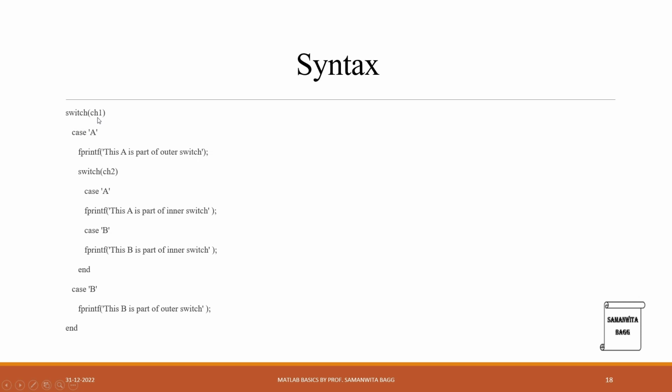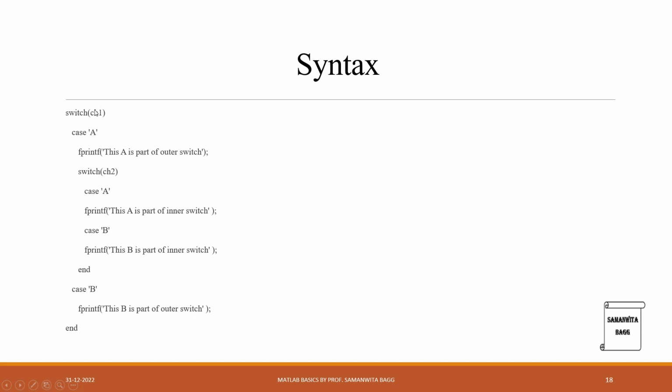Switch character 1, say you have some value over here, case A, you will print it here if this character is A. So you will print this. Now you will switch to another character over here. Say you have written character 2, case A and case B. Now since I said that here it will be B, I will equate this and this case. Once they're equal, I'll print this statement.